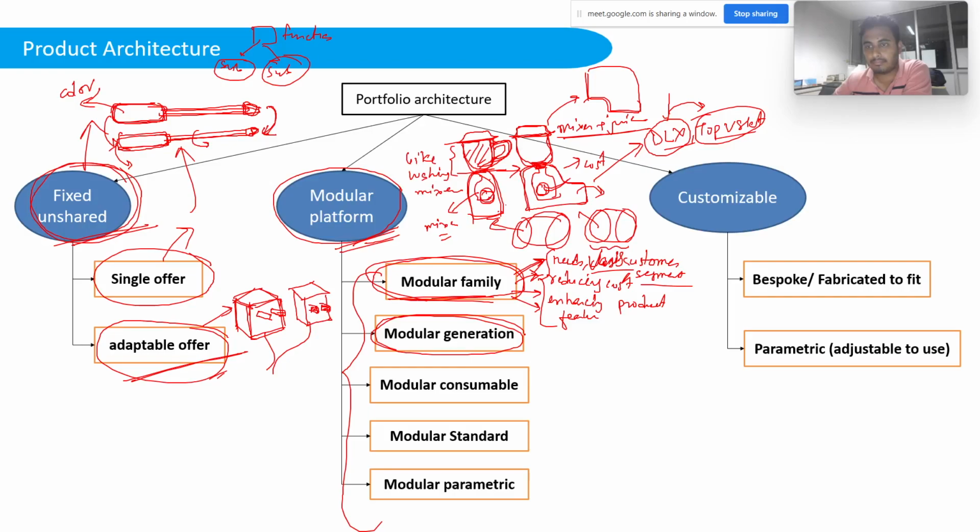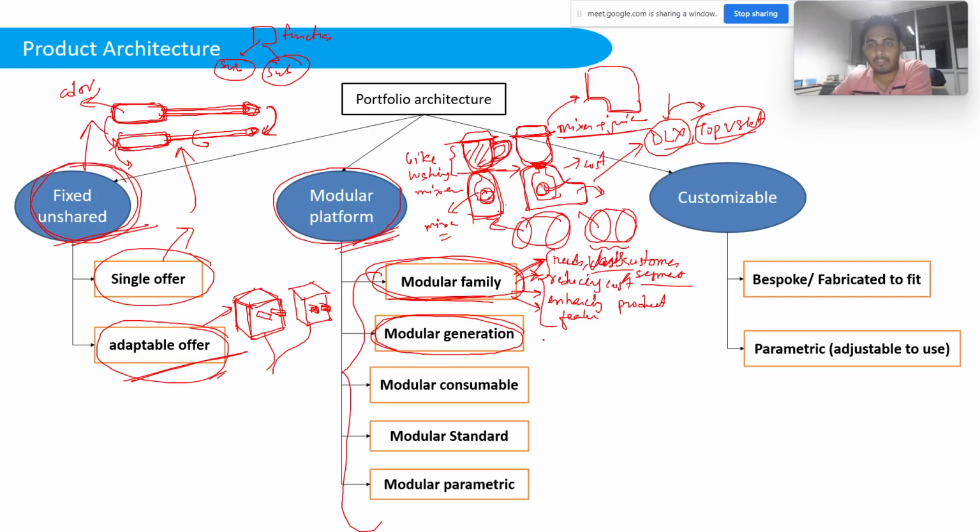Yeah, modular generation is something like, suppose the customer need is changing over time, or maybe after 2 years their demand is changing. So to meet that requirement, we change a little bit in the product and we mitigate their requirement.